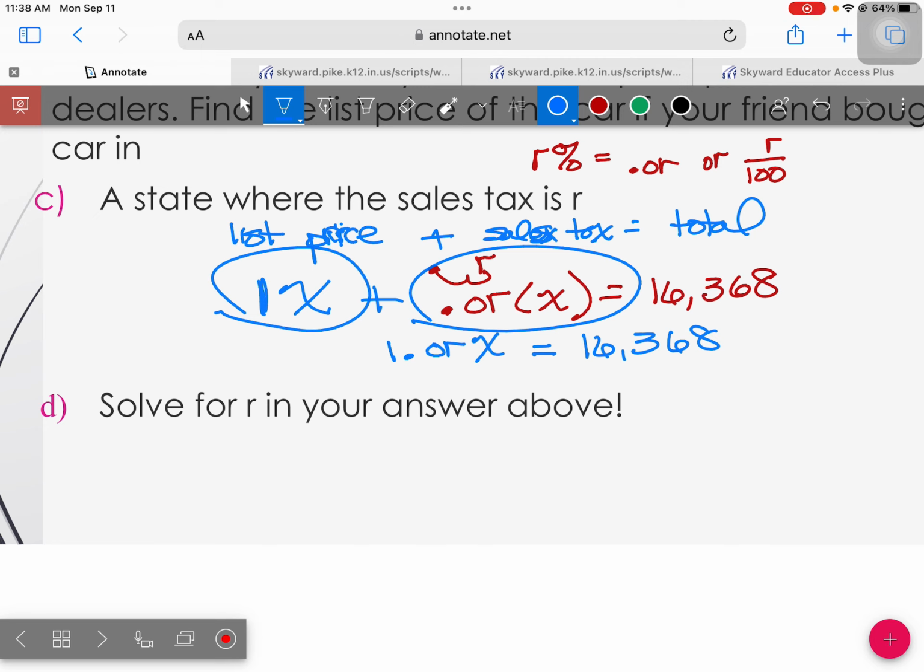We are trying to solve for X. We're trying to figure out the list price. This is being multiplied by X, so I need to divide by 1.0R. You're like, none of this makes sense. You have to follow along with the process, okay? So divide by 1.0R. You got another one?